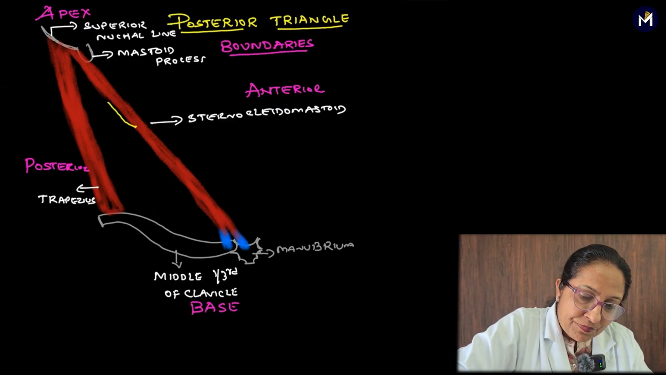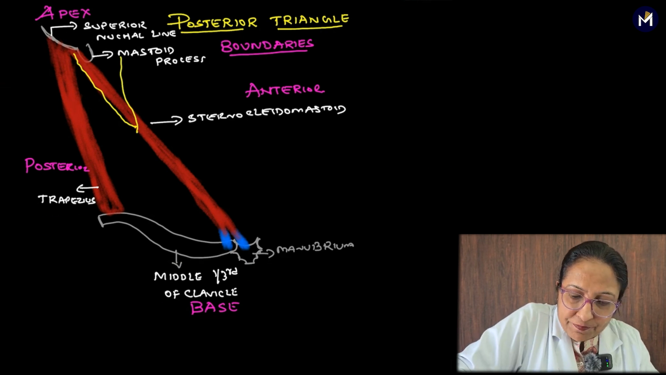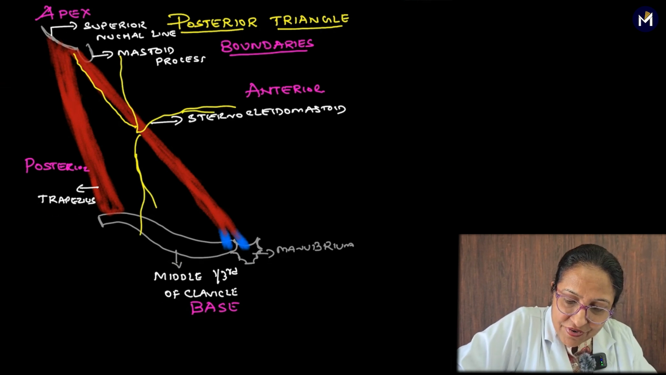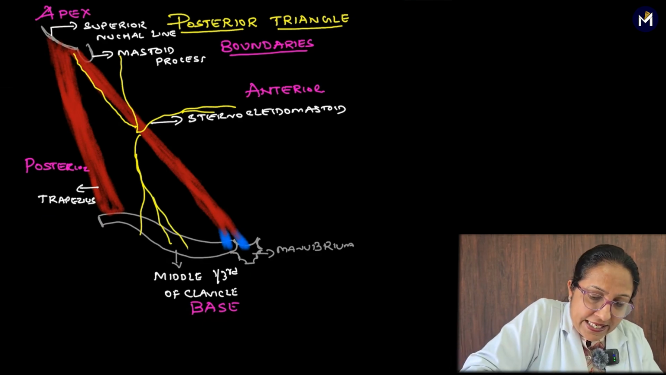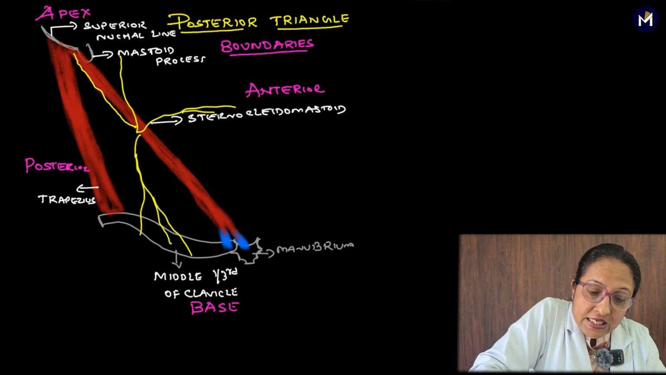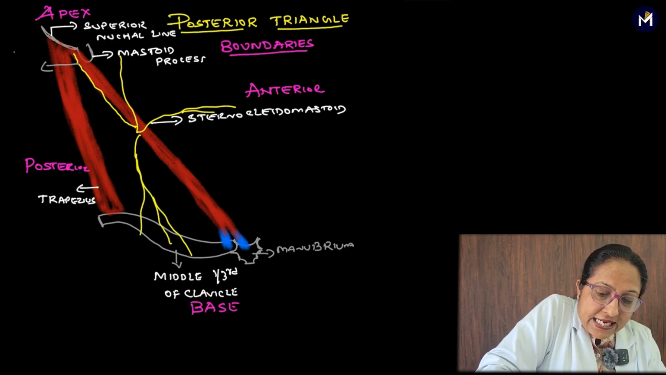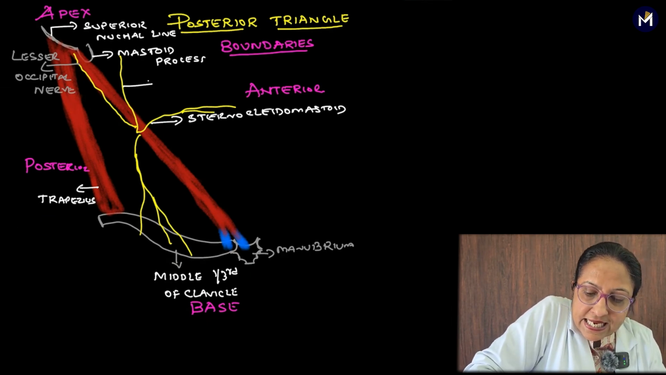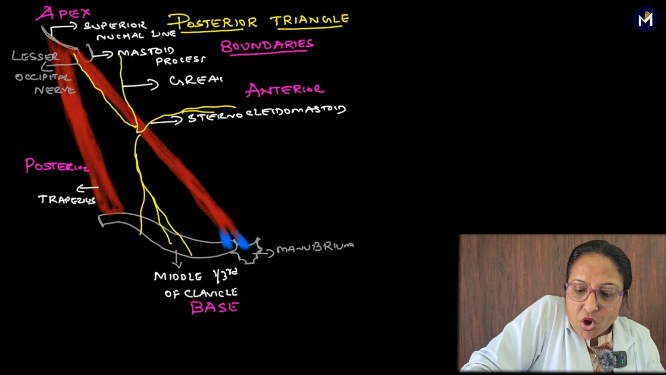Then the 4 cutaneous nerves. So the first is lesser occipital. Then we have great auricular, transverse cervical and supraclavicular nerves. So we label these 4 cutaneous nerves which form the roof. This is lesser occipital nerve. This is great auricular nerve.